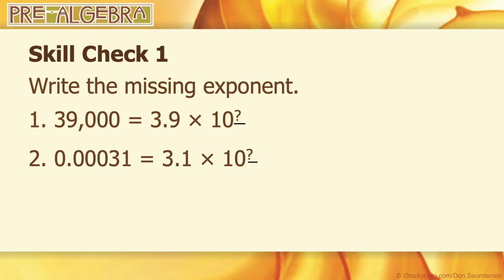So for number 1, we have 3.9. We have to move it 1, 2, 3, 4. So that's 4 times. And for number 2, we have to move it 1, 2, 3, 4. But it's a small number, so that is a -4 exponent.